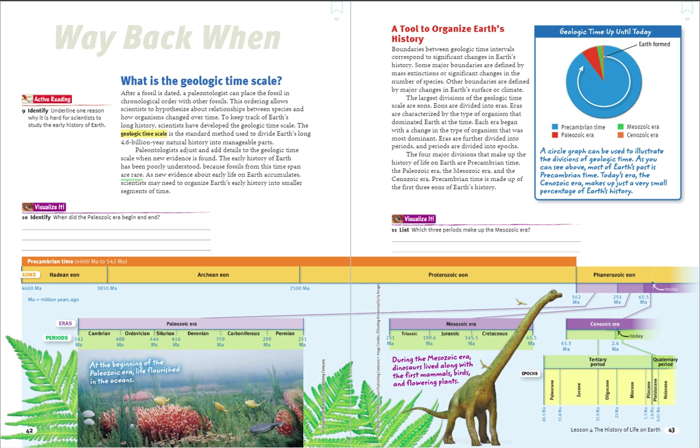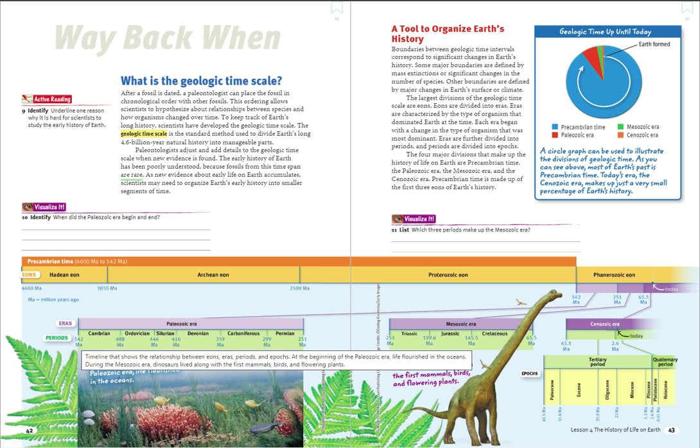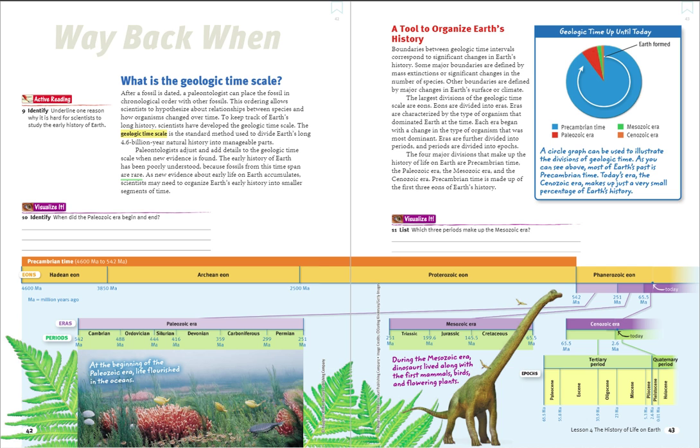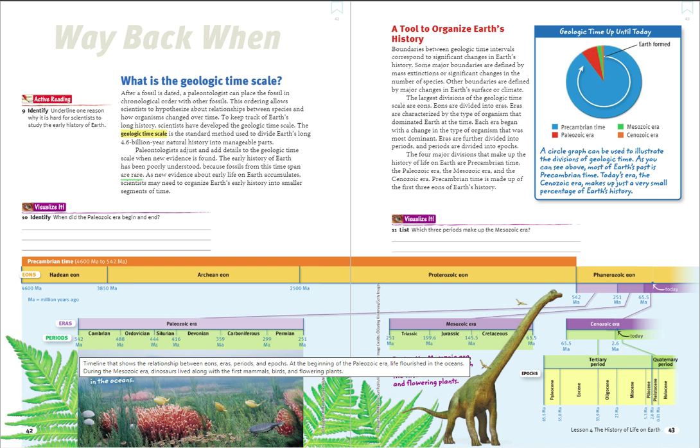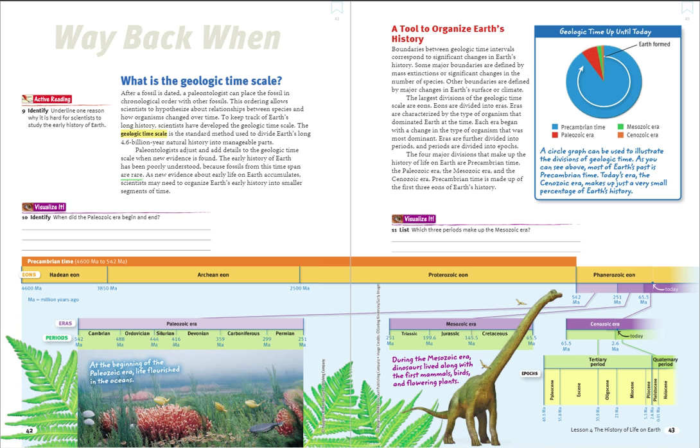The question here says, when did the Paleozoic era begin and end? It began and ended at these two numbers, 542 and 251 MA, definitely. Precambrian till Permian. Okay. The next question says, which three periods make up the Mesozoic era? That's the Mesozoic era, and the three periods here with numbers. It starts with Triassic, Jurassic, and Cretaceous. Triassic, Jurassic, and Cretaceous are the three periods that make up the Mesozoic era.